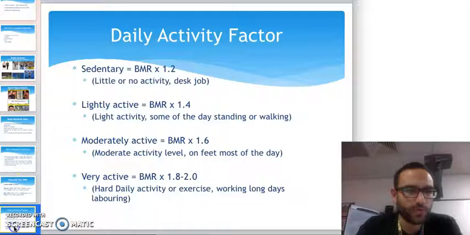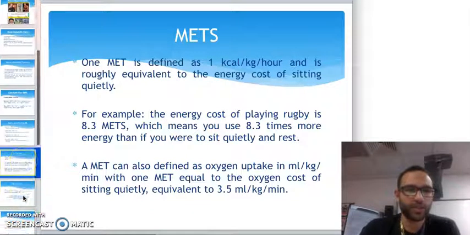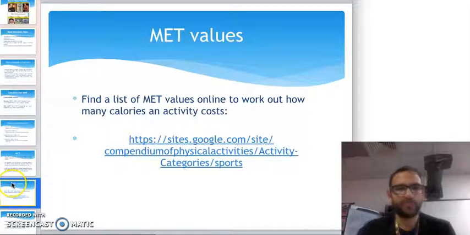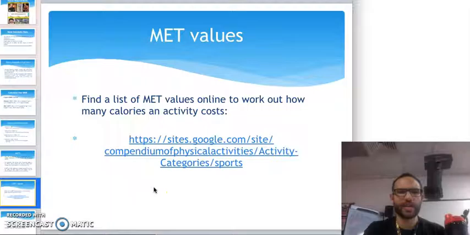Now, once you have worked out all of this information, you will sometimes choose to calculate how many calories they're burning in different activities. Now, I've got this little link up for you there. That might help you out if you take a note of that.